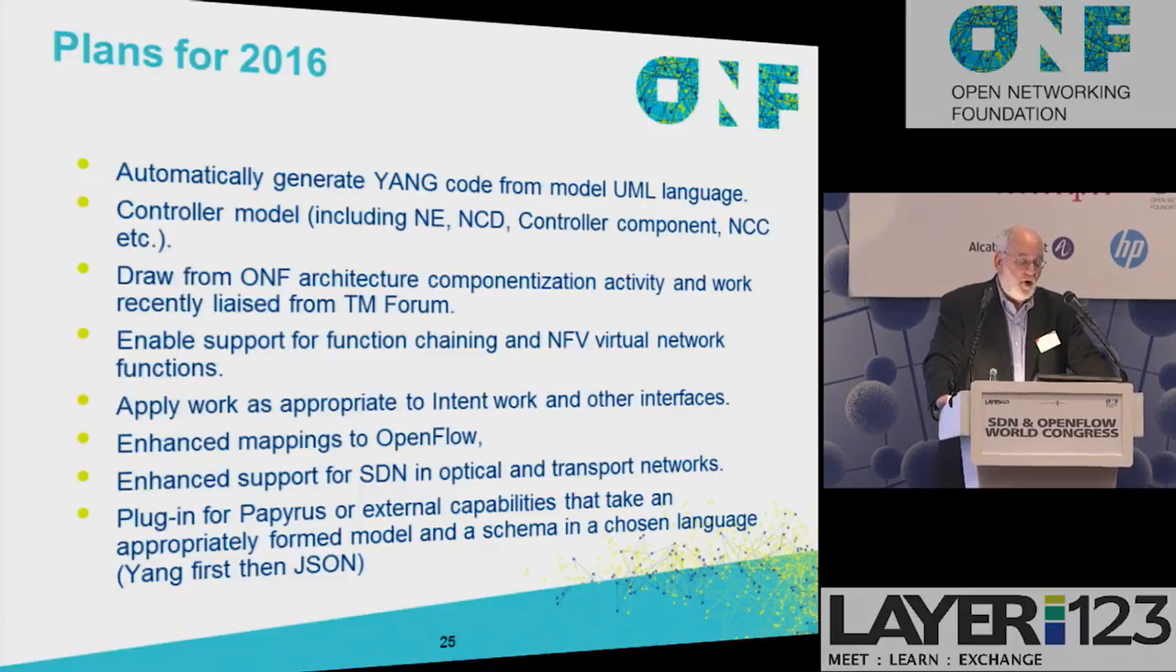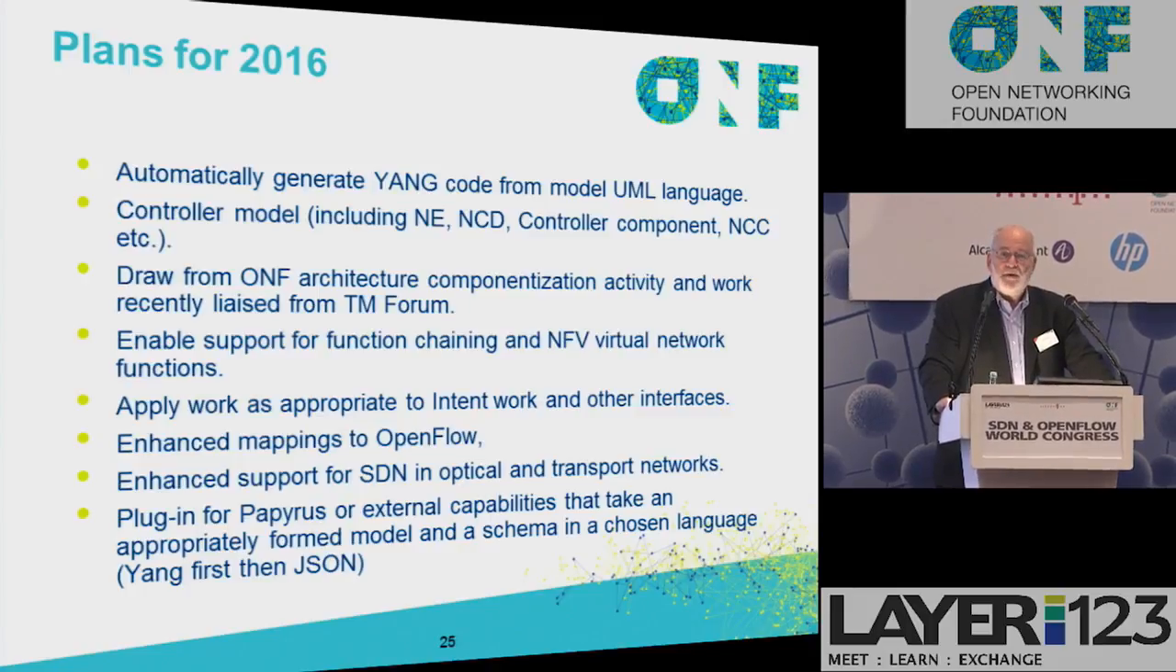We're enhancing our mappings to OpenFlow and the new versions of OpenFlow, going up to OpenFlow 1.5 and further. Enhancing support for SDN and optical and transport networks. We now have a new working group in the ONF called the Open Transport Working Group, and we'll be working very closely with those folks on making sure that all the work that they're doing is appropriately included in the modeling. And we also have a plugin for the Papyrus tool for external capabilities that take an appropriately formed model and a schema in a chosen language, Yang first, so we automatically can generate Yang, and then we'll be working with automatically generating JSON as well.